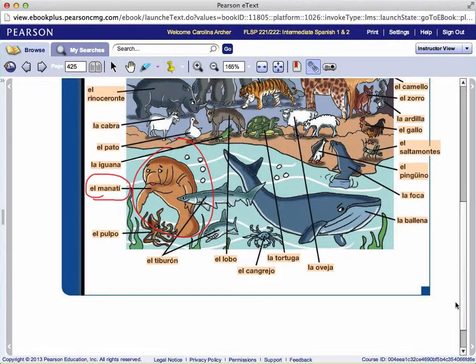Okay, el pulpo, the octopus. El tiburón, the shark. El lobo, the fox. El cangrejo, the crab. La tortuga, the turtle. La oveja, sheep. La ballena, it's a whale. Y la foca is a seal. La foca, ¿ok? Muy bien.